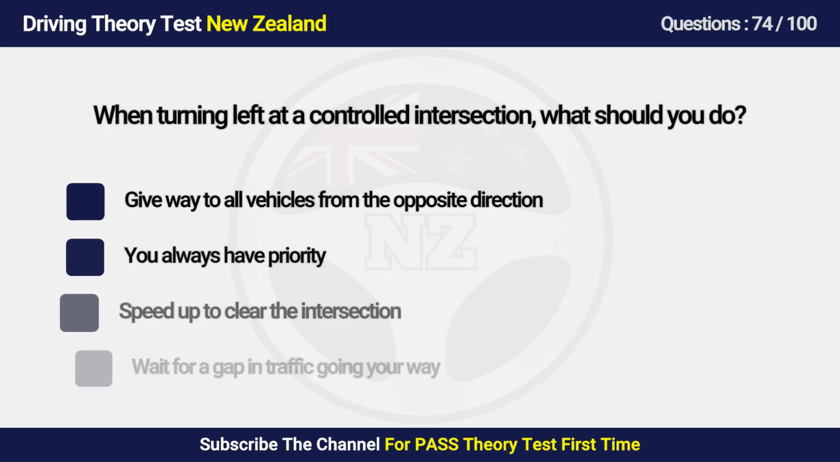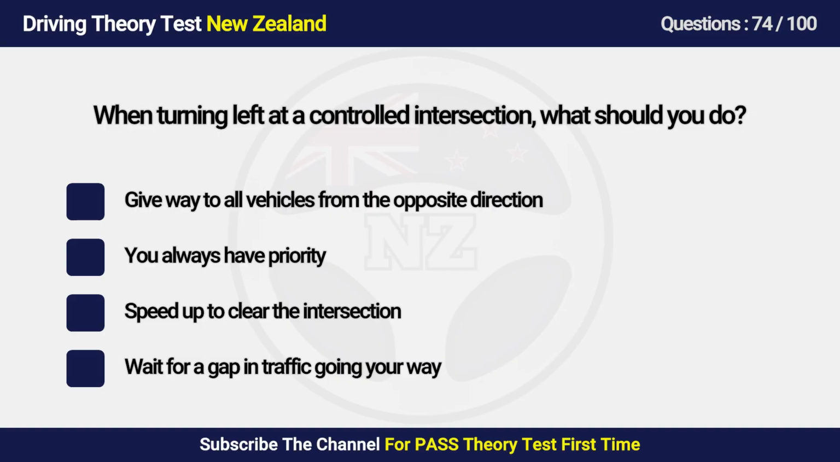Question 74. When turning left at a controlled intersection, what should you do? A. Give way to all vehicles from the opposite direction. B. You always have priority. C. Speed up to clear the intersection. D. Wait for a gap in traffic going your way.